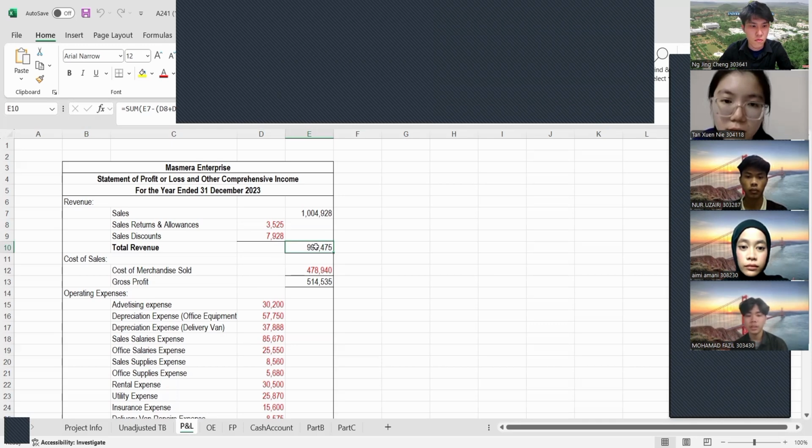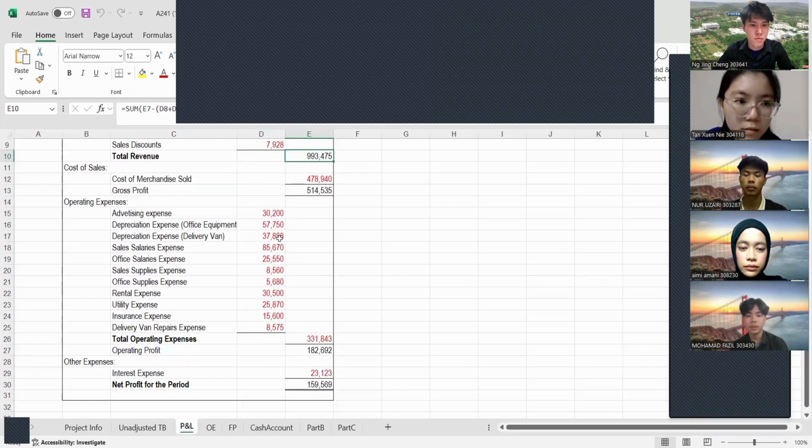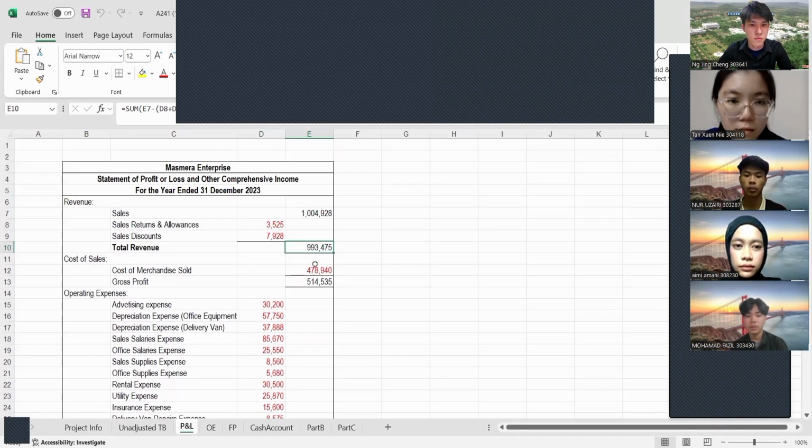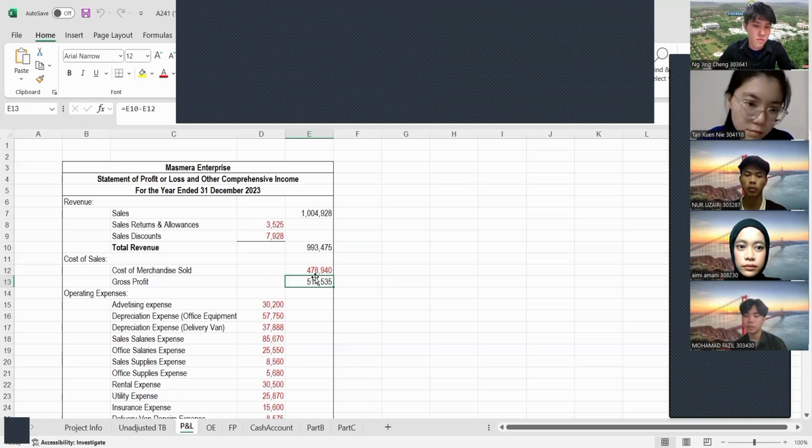The second section is the cost of sales. These are the direct costs related to the production and sale of a product or service. It includes things like inventory and wages spent to manufacture goods or deliver service. This is the figure of the cost of merchandise sold of Masmera Enterprise. To get the gross profit of the company, we use the net sales revenue above minus the cost of merchandise sold. That is 500,040,535 ringgit.